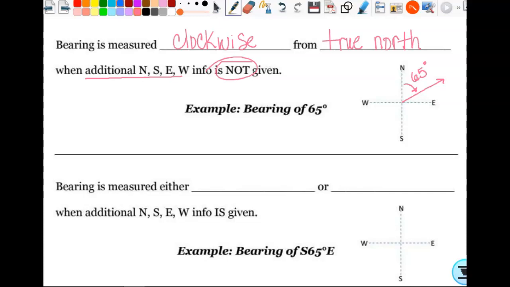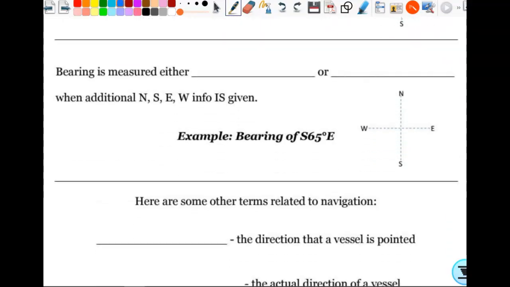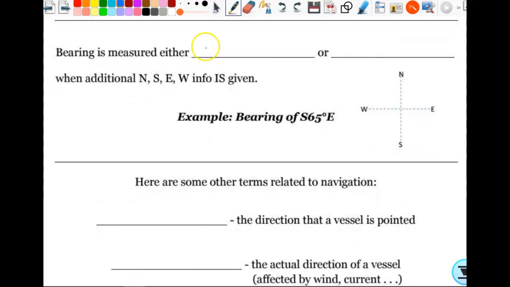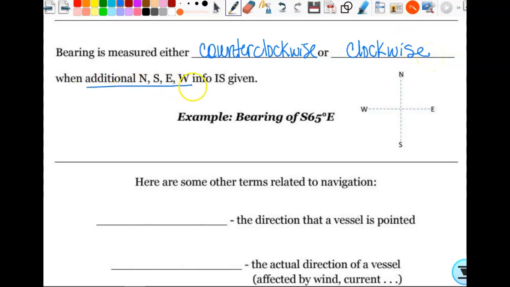All right. Another way that bearing could be measured, bearing is measured either counterclockwise or clockwise when additional north, south, east, west info is given. So if you are given that, you go whichever direction it's telling you to go.